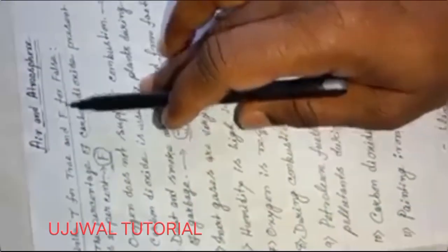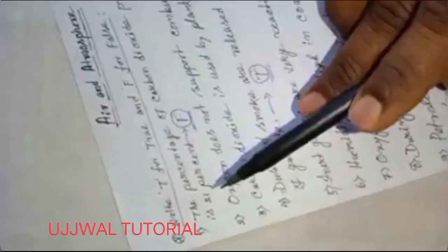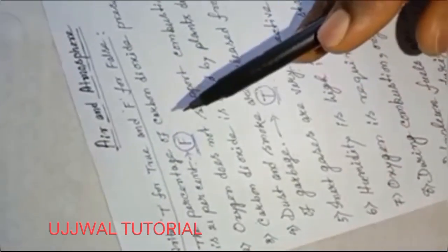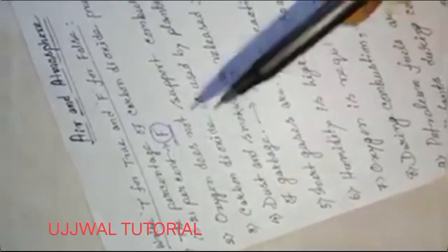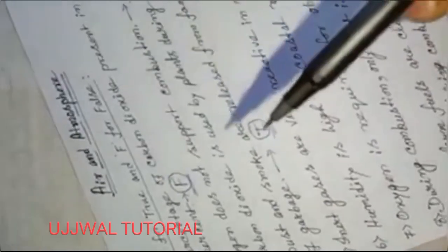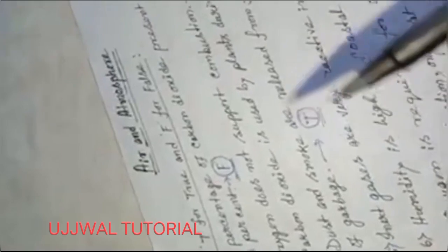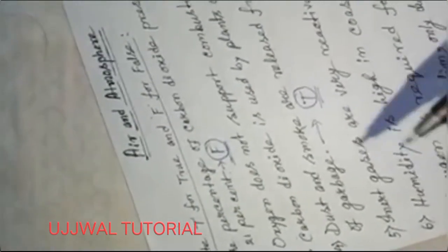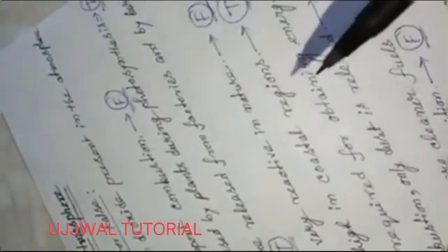Write T for true and F for false. The percentage of carbon dioxide present in the atmosphere is 21%. That is F. Oxygen does not support combustion. False. Carbon dioxide is used by plants during photosynthesis. T. Next question. Dust and smoke are released from factories and by burning of garbage. T for true. Inert gases are very reactive in nature. False. Humidity is high in coastal regions.